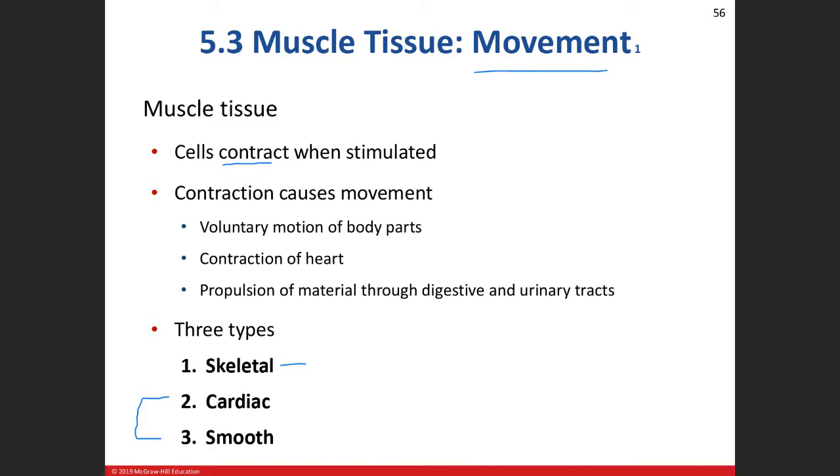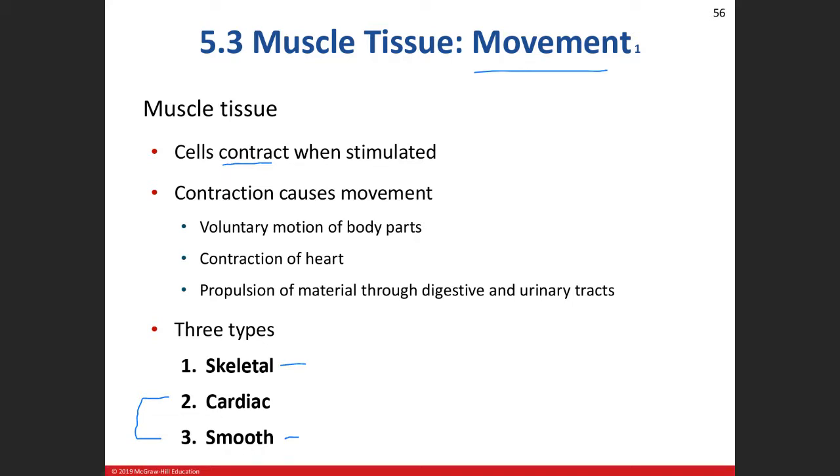The other one, smooth muscle, that's another involuntary one. It's located all over the place. You'll find it in the respiratory system, in the digestive system, and you'll even find it in the skin, the erector pili muscle. So it's also involuntary, but it also is going to cause things to move.